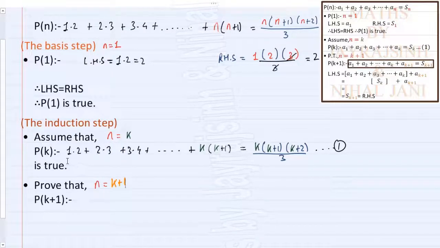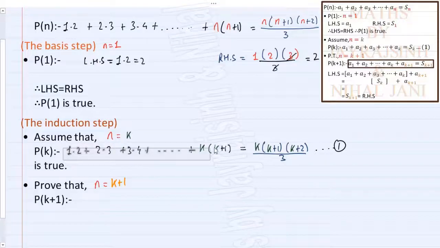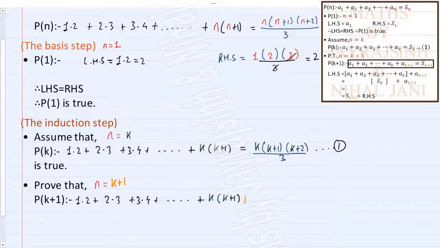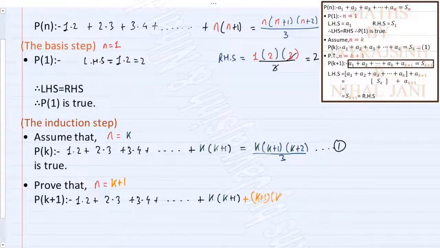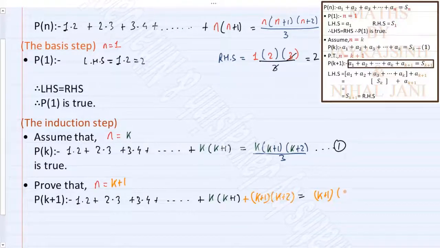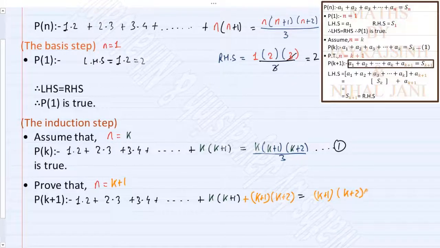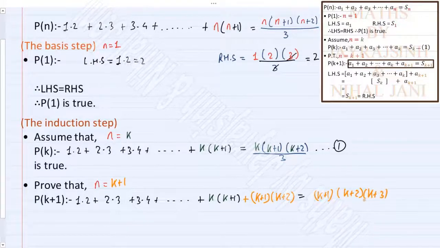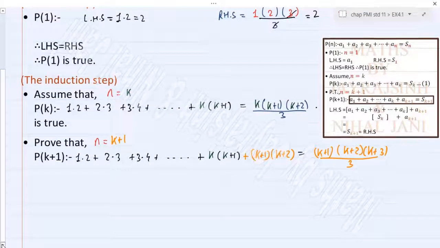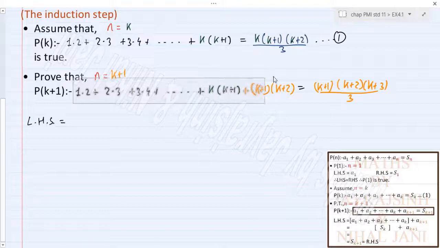So on the left hand side, up to the kth term it will be the same, plus the k plus 1 term will be k plus 1 into k plus 2, which is equal to k plus 1 into k plus 2 into k plus 3, whole divided by 3. So let's try to prove this thing. Let's begin from the left hand side.